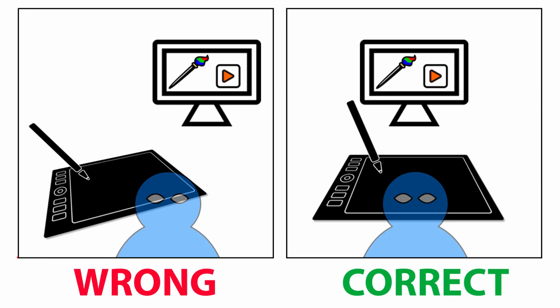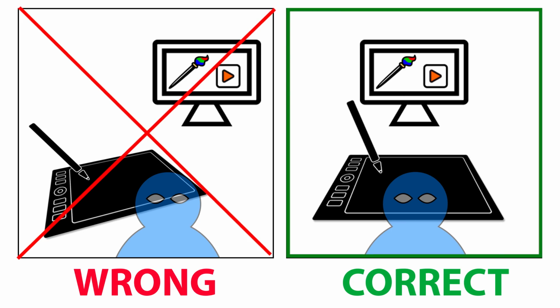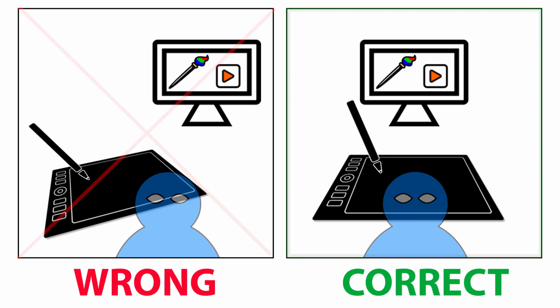You don't want to be off to the side or have the tablet off to the side, and you don't want to have the tablet turned at an angle. That'll make it a lot harder to get the hand-eye coordination down, and it'll make drawing more difficult and less accurate. So just make sure that your tablet, your screen, and your eye level are all parallel to each other.